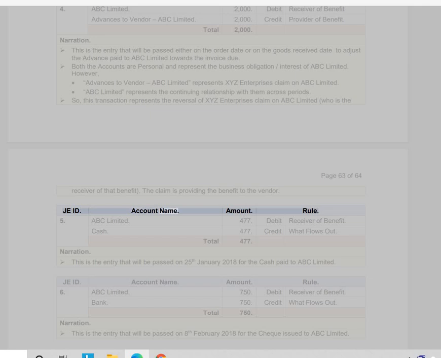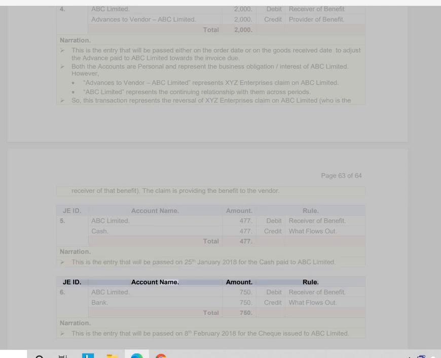JEID, account name, amount, rule. 5. ABC Limited, 77, debit receiver of benefit. Cash, 77, credit what flows out. Total 477. Narration. This is the entry that will be passed on January 25, 2018 for the cash paid to ABC Limited.